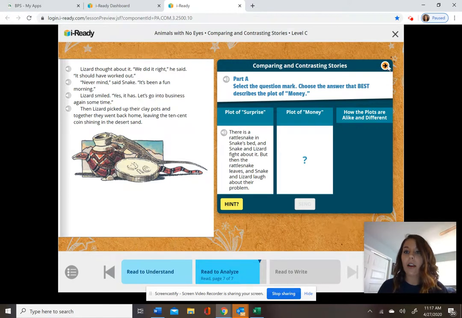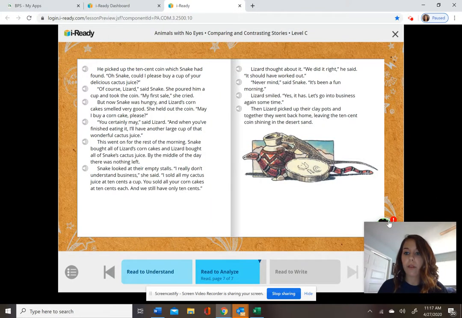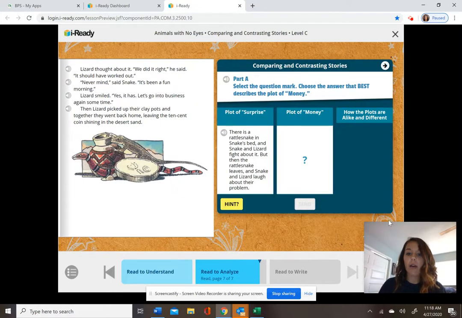The next part of the story, whoops, I don't think it lets me go forward, asks me about how the themes are alike and different. So this one, again, it won't let me show you, but I have it on my phone here. So the theme, remember, theme is the overall message. It's the lifelong moral of the story, the life lesson.